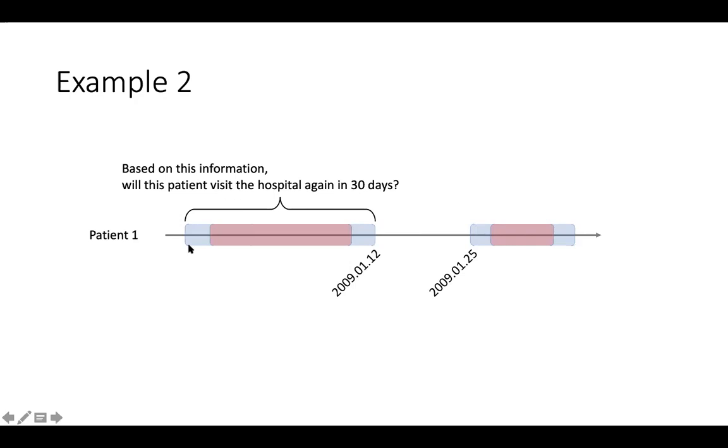How about this patient? Based on this information, will this patient visit the hospital again in 30 days? Should this patient be a positive patient, like a case patient, or a control patient? This patient ended up back in the hospital on January 25th, which is within the 30-day time frame. So this patient is a positive patient, a case patient, and we're going to use this patient as a case patient.